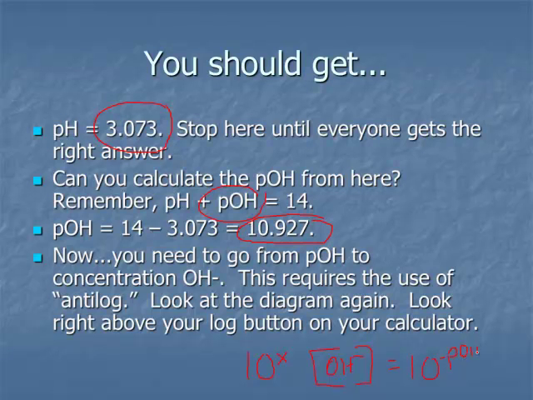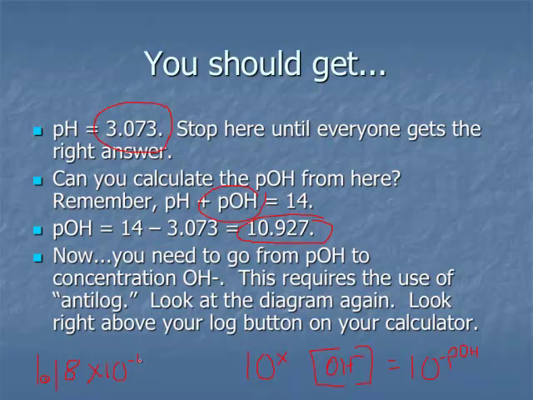So you would literally, on your calculator, let's do it together, find your anti-log button first, hit that anti-log button, make sure you put in your negative sign, and then type in 10.927. And your answer will be the concentration of your OH ion. You should get, for your final answer, 1.18 times 10 to the negative 11.